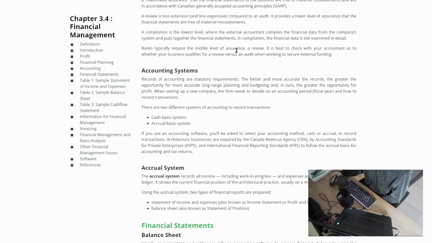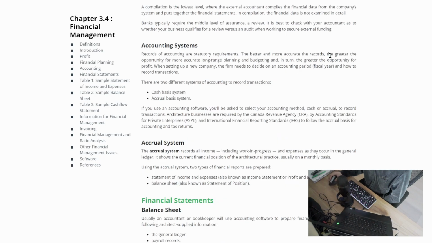Banks typically require the middle level of assurance, a review. It is best to check with your accountant as to whether your business qualifies for a review versus an audit when working to secure external funding.